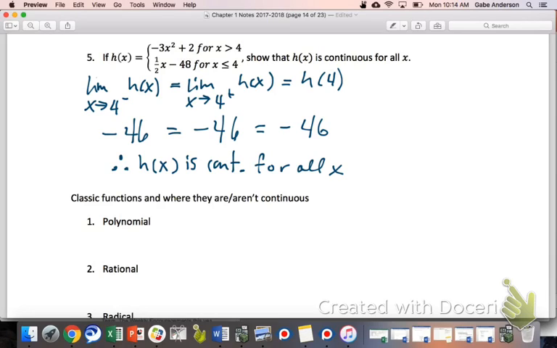Yep, exactly. So we're looking at that joining point, and we did, so we're good with all of them at that point. Well said. Okay, any questions?